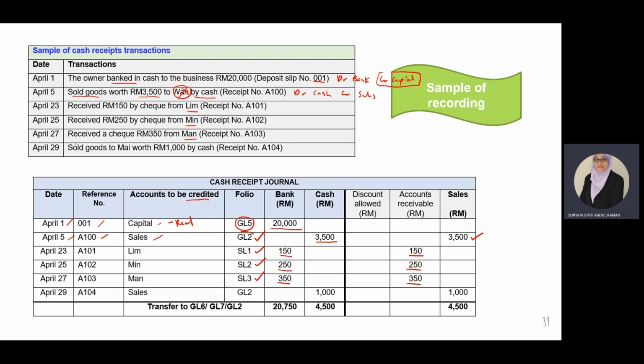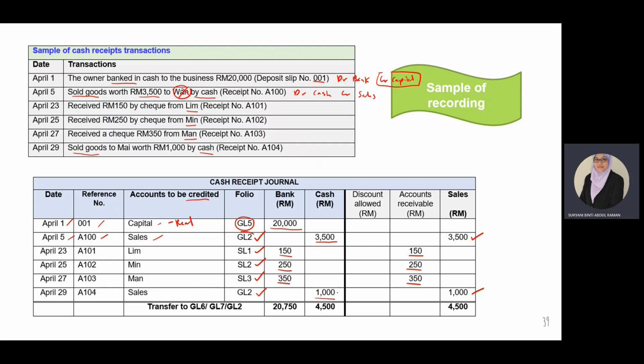Okay, last but not least is April 29, another sales by cash. You made sales by cash to Min. So you record the information as follows. And since sales is already open, you just maintain GL2. You don't have to use a new reference number, just use the old one. Maintain the account, and you record in the cash column, since this transaction is by cash. And don't forget to update the sales column.